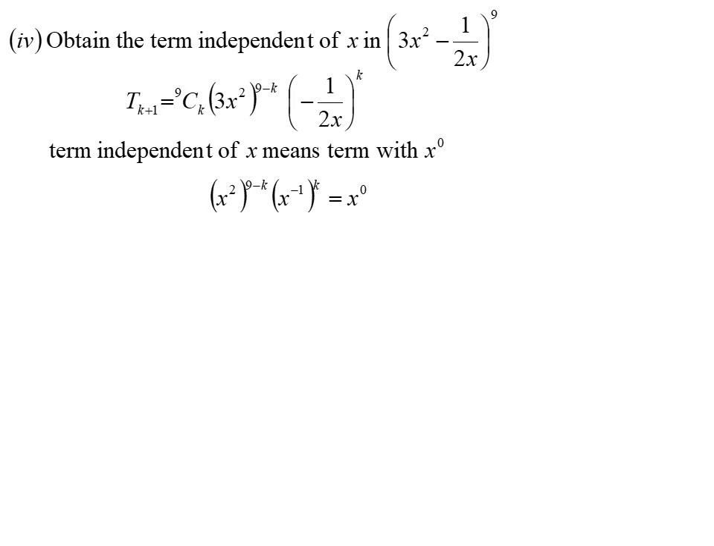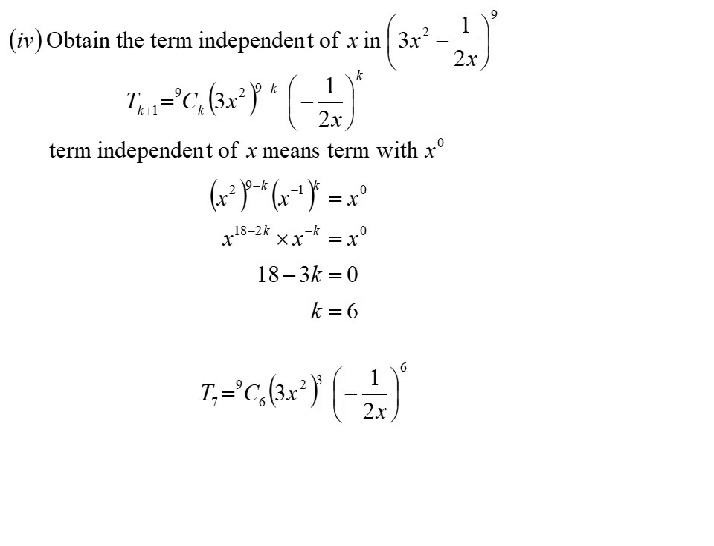So I've got x squared to the power of 9 minus k, times x to the negative 1, because it's on the bottom of the fraction, to the power of k, and I want that to give me x to the power of 0. Playing with the powers, we end up with k equals 6. Now that I know that, we can go back and put that into the coefficient. So there's my term. It's the 7th term, and I've left it unsimplified.